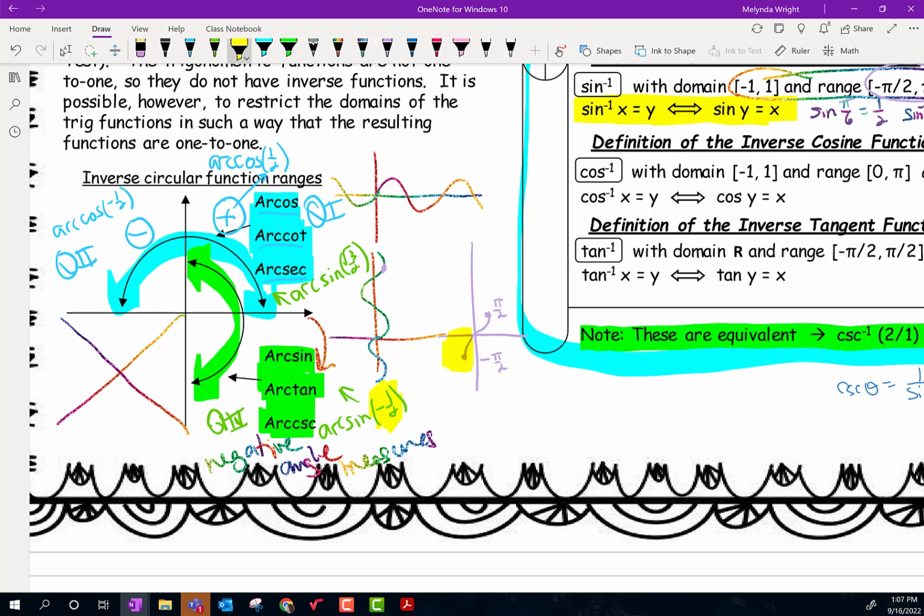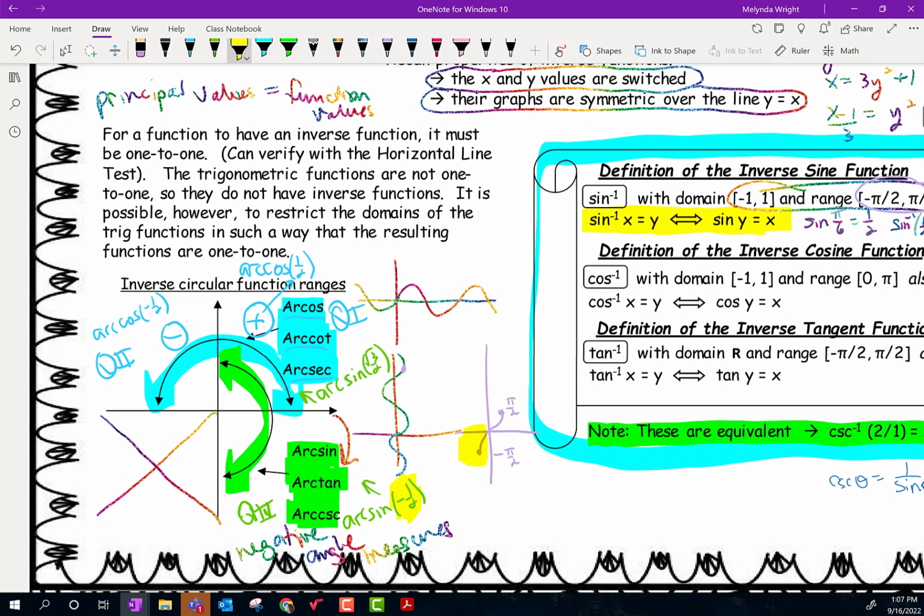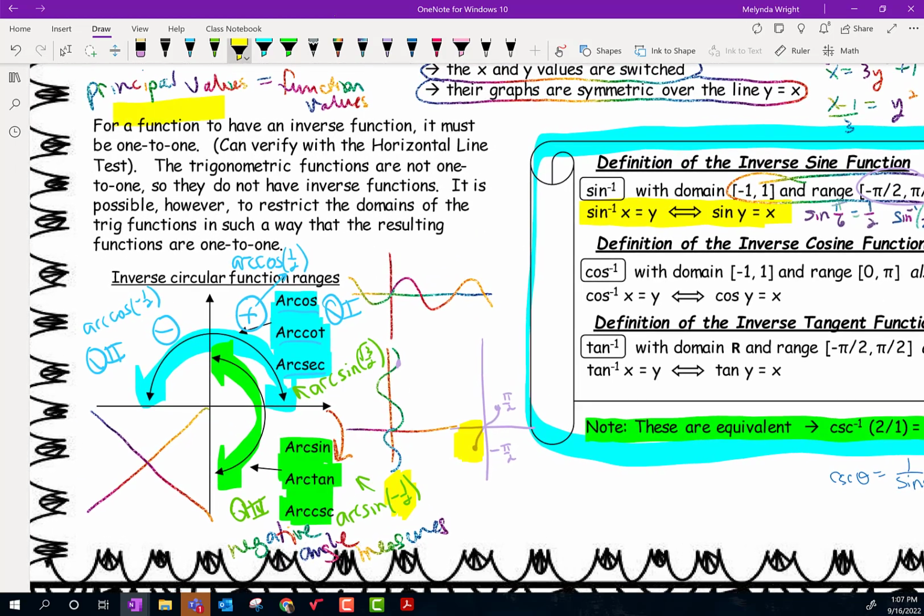But the reason that we have to go through this crazy mess is so that we can have principal values, function values. That's what we want. And in order to do that, we have to basically cut out a lot of answers. Does that make sense? We can't have all of this as an answer. That's not okay. That's a relation, not a function. I'm going to pause there for just a moment.